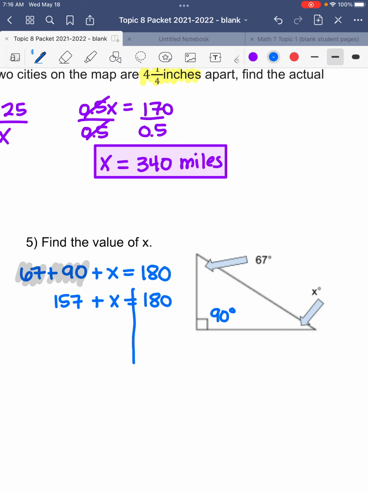Now this right here is a normal one-step equation. To solve for x, we're just going to subtract 157 on both sides. So on the side with the x, 157 cancels out. X is by itself. And on the other side, 180 minus 157 is 23. So I know that x equals 23 degrees.